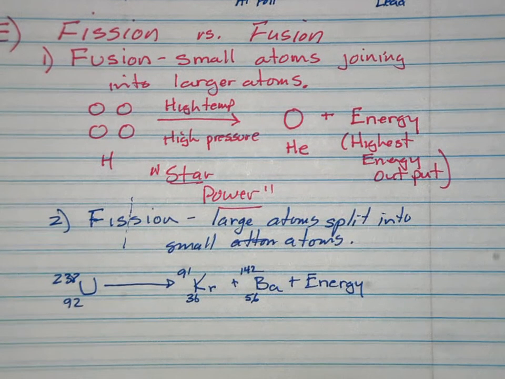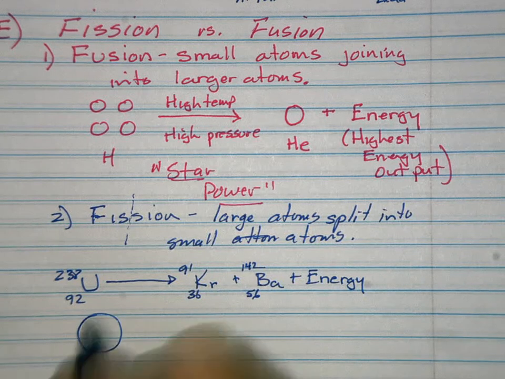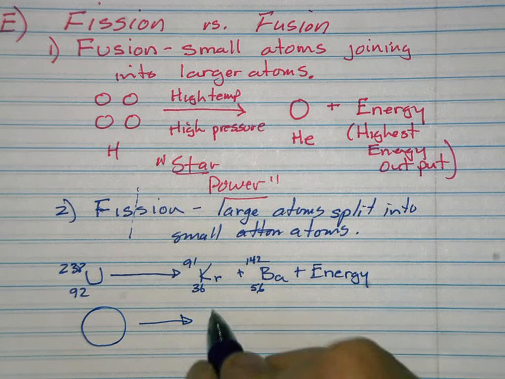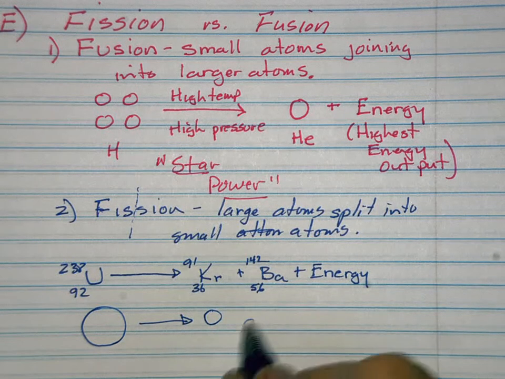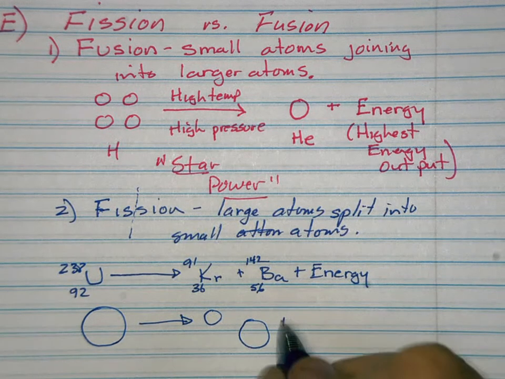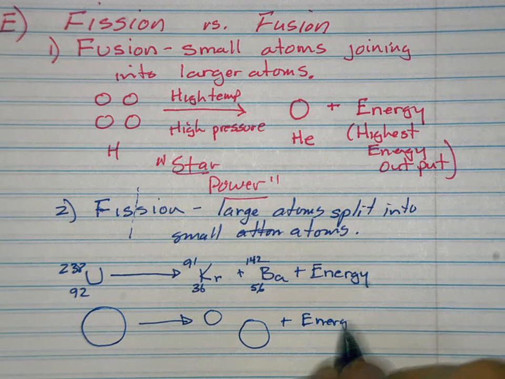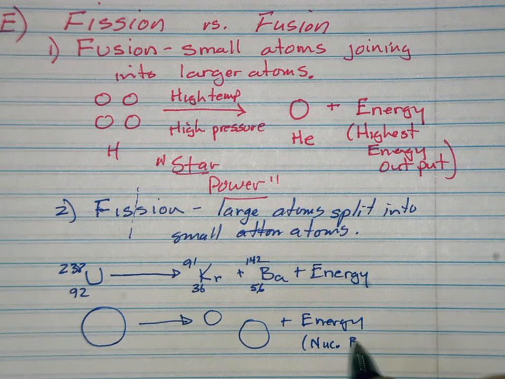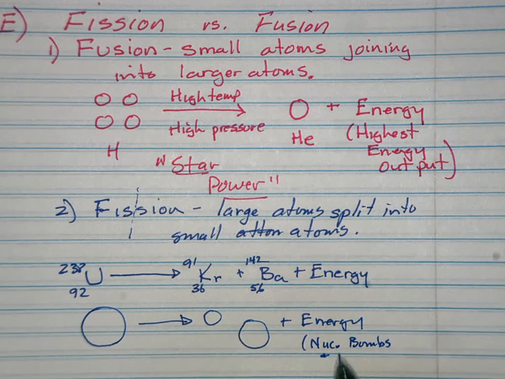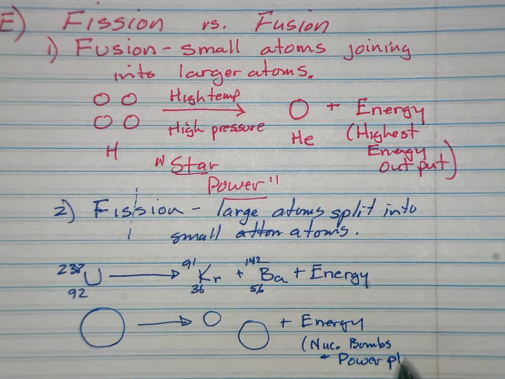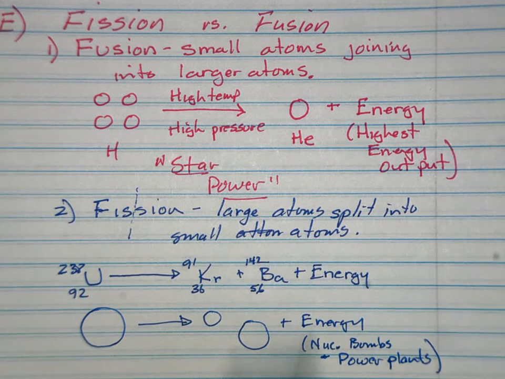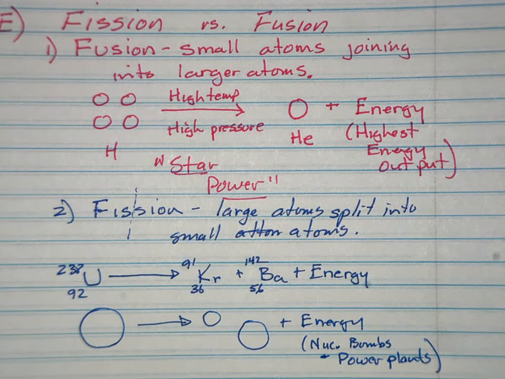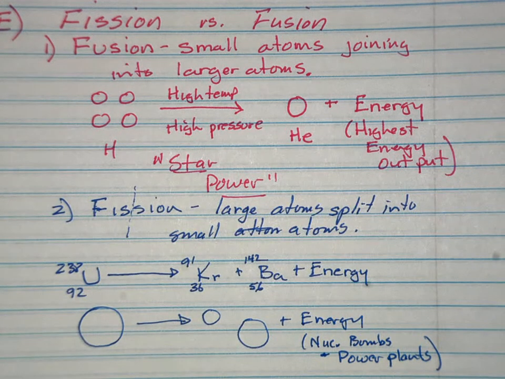So a simple diagram would be something like this. You start with a big atom of uranium, and then it's split into a smaller atom of krypton and a slightly bigger atom of barium, plus you get some energy. And so this would be nuclear bombs and power plants. The problem is, with both of these processes, you get energy out of it, but these are highly radioactive, and they can be radioactive for millions of years.